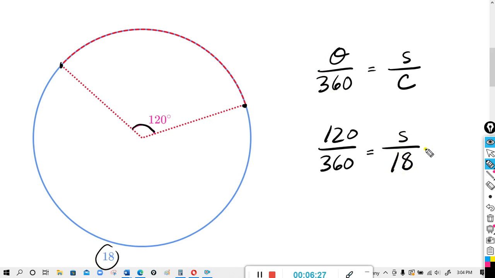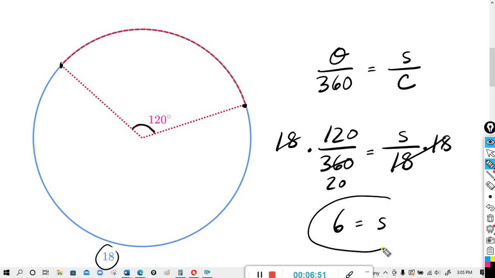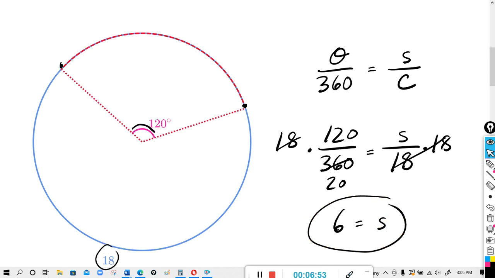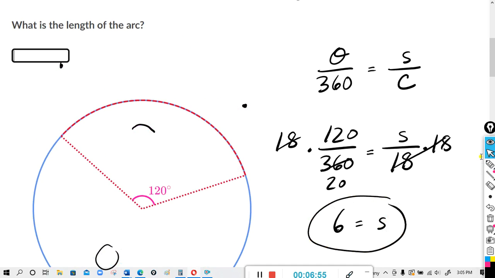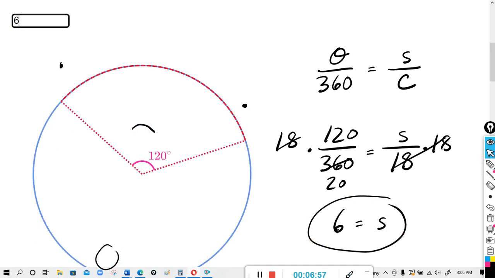All right, solving for S, the opposite of dividing by 18 is multiplying both sides by 18. And it cancels here. You can probably just do this on the calculator, but I know 36 divided by 18 is 2. So 360 divided by 18 is 20. 120 divided by 20 is 6. So the arc length is just 6. All right, so click inside the box and type 6.